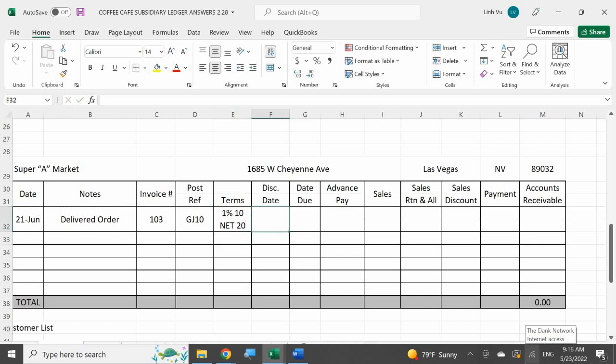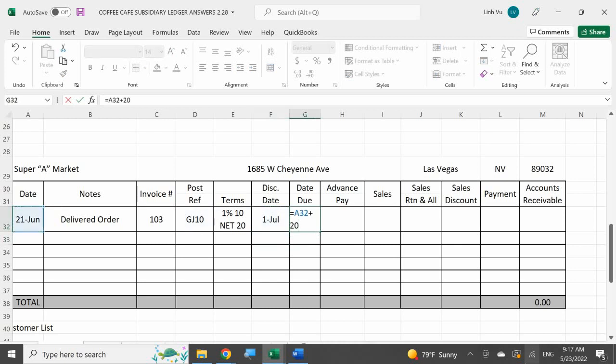So if that's the case, when is their date that they can pay me to receive the discount? If they pay me in 10 days, they will receive a discount. Yes, but when is 10 days from now? 21 is going to be 31. Is there 31 days in June? So it's going to be July 1st. July 1st, okay? And if not, it's due in 20 days.